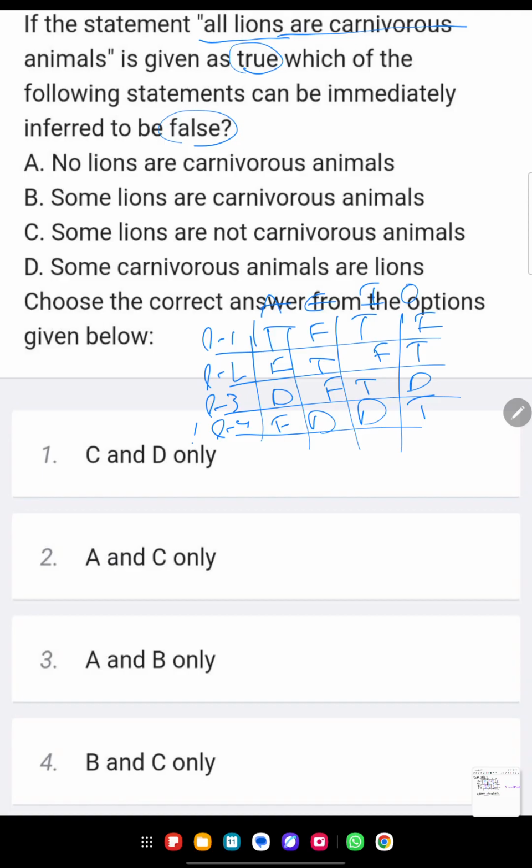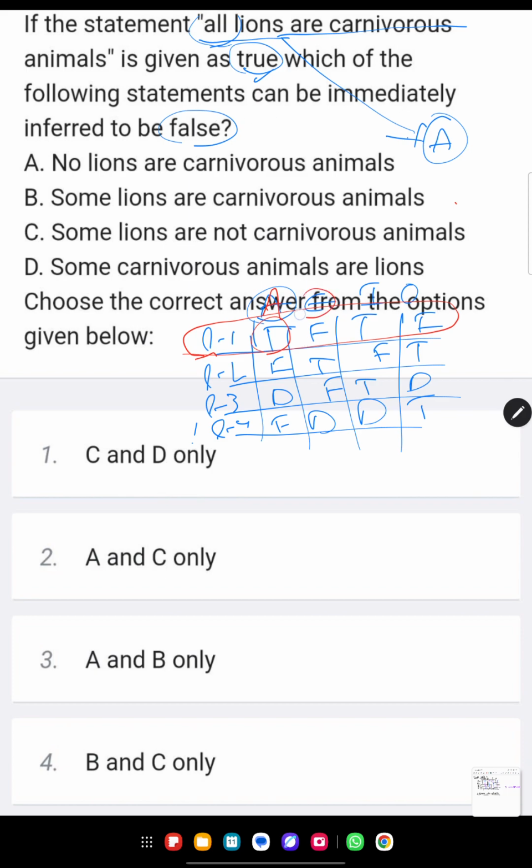Now you just see, all lions are carnivorous is given as true, right? This is all lions. All lions means if you go for the identification, it is an A kind of statement. So an A kind of statement is given as true. A is true. Where is A true? A is true in here. Yes. So now we have to see only level 1. Level 1. So A is true in level 1, and which of the following can be immediately inferred as false?